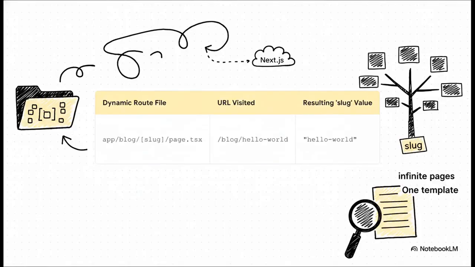Okay, so here's how it works. We create a single folder, but we name it with brackets, like [slug]. Now, when a user goes to /blog/my-first-post, Next.js is smart. It uses this master key page, it grabs that last part of the URL, my-first-post, and it hands it to our page as a variable. So now our page knows exactly which blog post to go fetch from the database and display. One template for infinite pages.